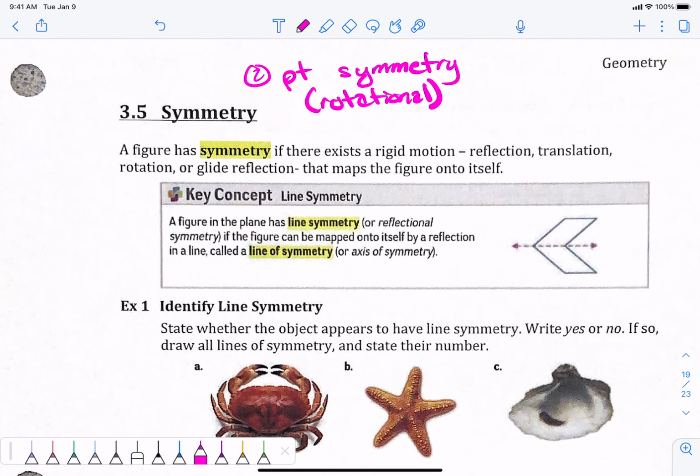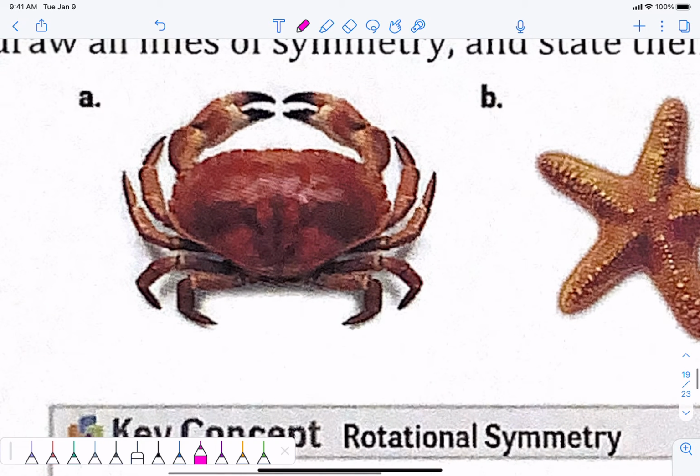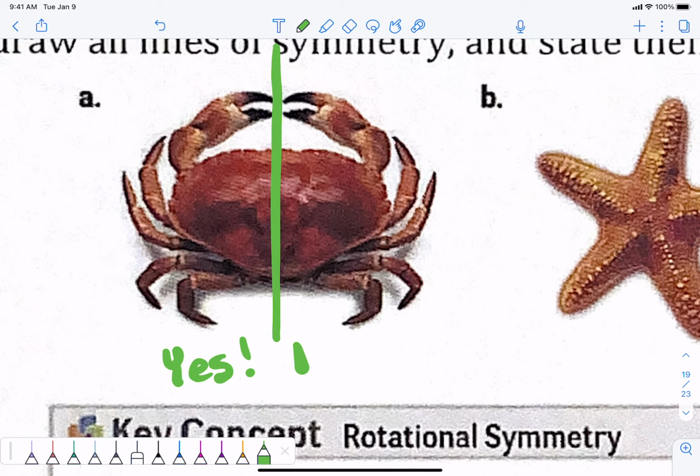Example 1: does it appear to have a line of symmetry, yes or no? If it's yes, draw all lines of symmetry and state how many there are. So this crab, does he have a line of symmetry? Yes. How many lines? Only one, down the middle. There's where we draw it. Does he have a line of symmetry this way? No, because the claws at the top are not the same as the claws at the bottom.